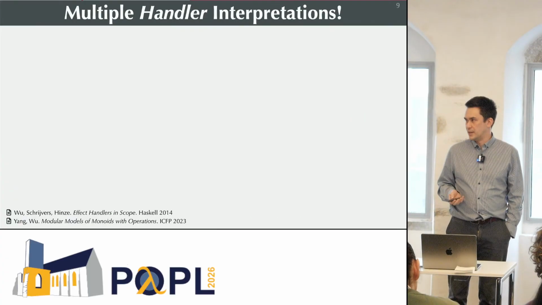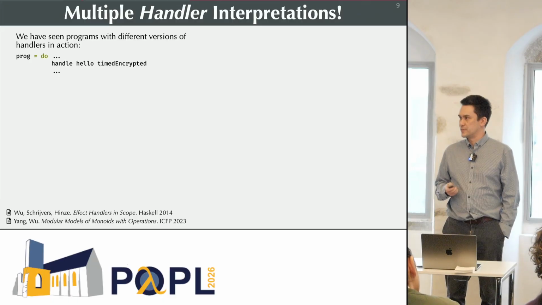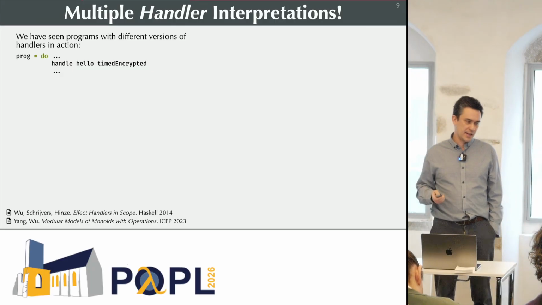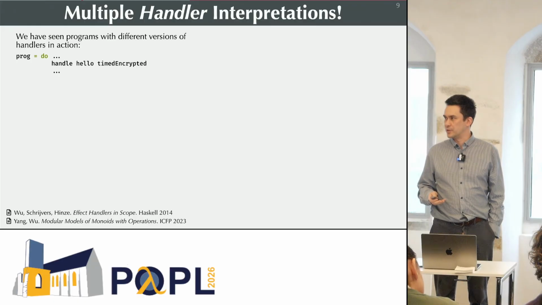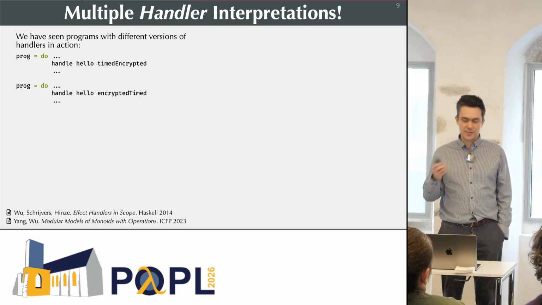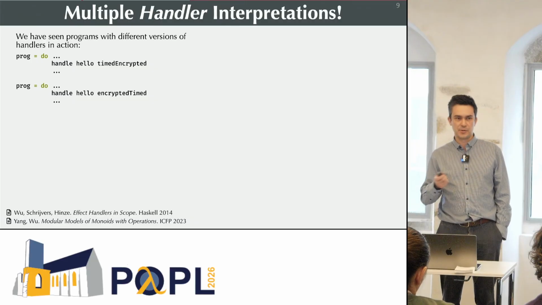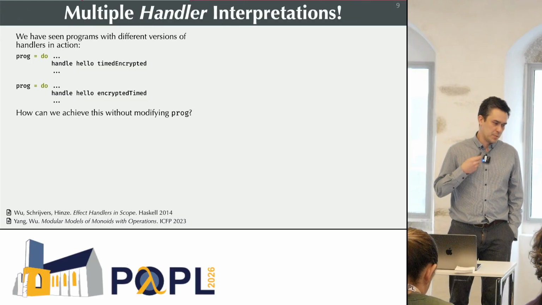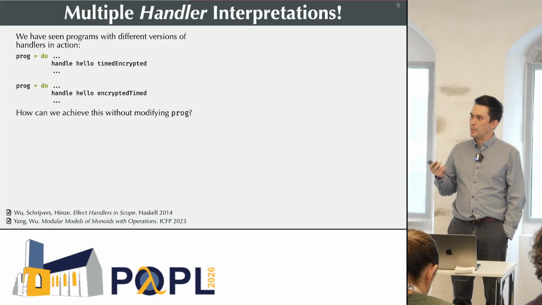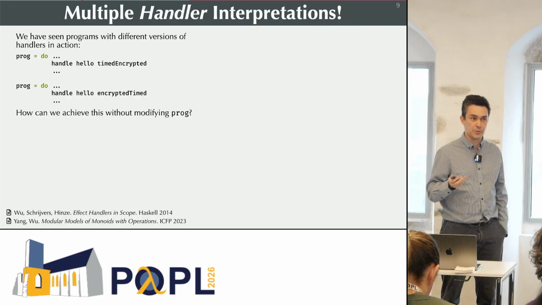But now there's something that is a little bit perplexing. So suppose we have a program that looks like this. It's a program that does some stuff, and then at some point says, handle the hello program with a timed encrypt. I suppose we've got a different program that does basically the same, but uses the different handler instead. So this time it's doing encrypted timed. The question becomes, what if I wanted to choose between these two different programs, and I want to be able to do that by modifying the way that we're going to handle things, right?